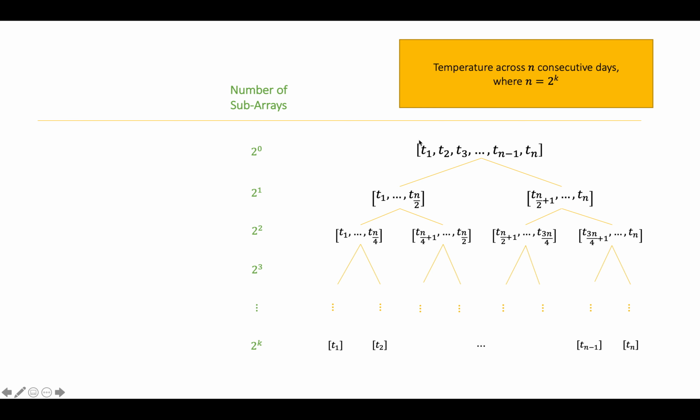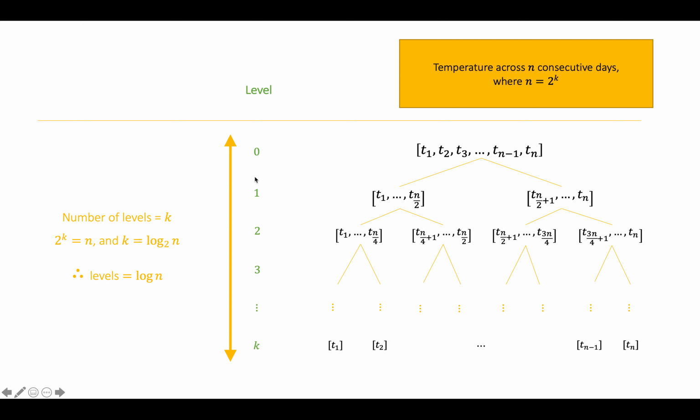So now just by looking at this pattern in the number of subarrays per level, we can see that there will be k levels. So counting down the levels, 1, 2, 3, all the way to k. So this will be the kth level. Now we can use some basic knowledge of logarithms: since there are k levels, and we know that n is equal to 2 to the k, therefore k is equal to the log of n. So therefore, we now know that the number of levels is equal to the log of n.